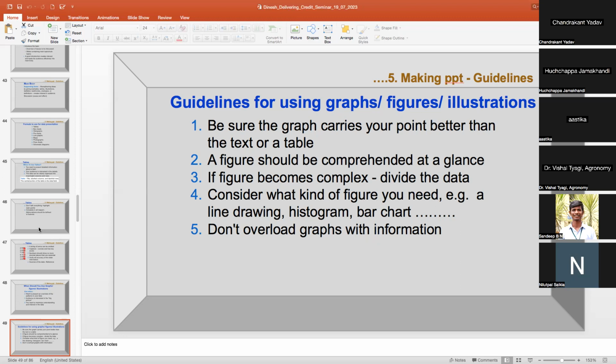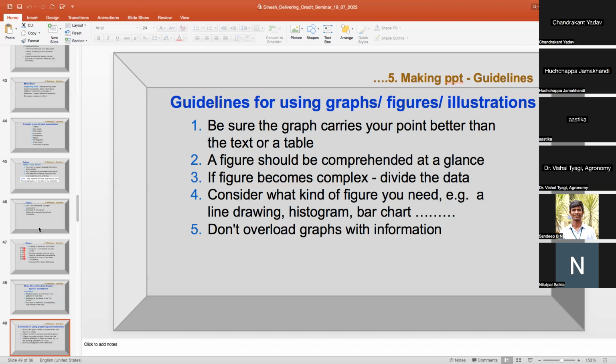If a figure becomes complex, divide the data. It is never necessary to have all kinds of data in one figure. Suppose in one experiment, in one experimental data, you have 3 factors. So you can have 3 different figures for 3 factors. Consider what kind of figure you need: line drawing, histogram, bar chart. You can decide which way you can present your data better.